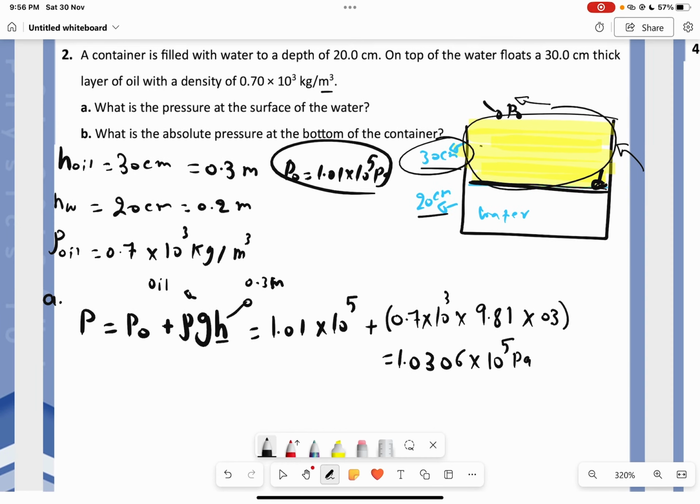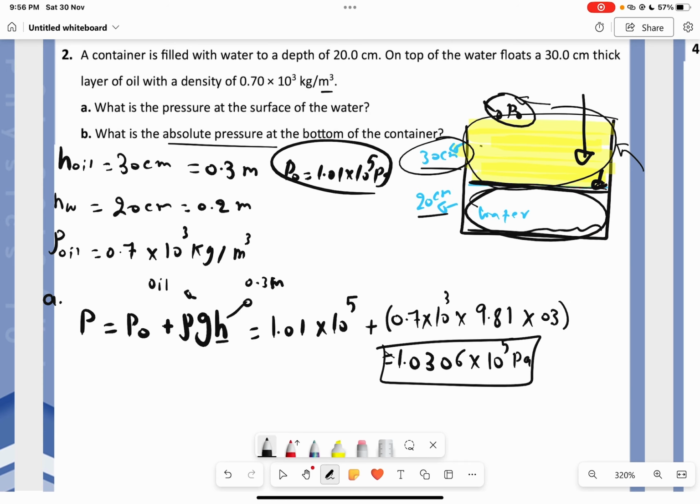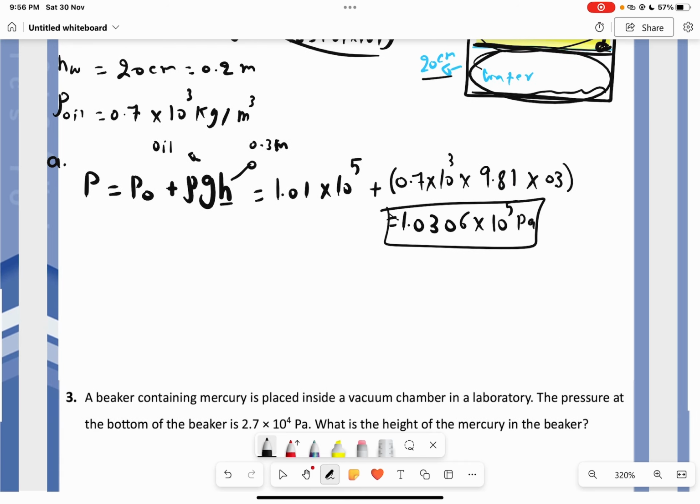B, it says what, guys? What is the absolute pressure at the bottom of the container? So guys, this is the bottom of the container, okay? And you have what here? You have water. So we found the pressure here, which the oil is exerting, with the P naught. So all of it together is applying a pressure first. Then we will calculate what? We will calculate the pressure inside the water too.